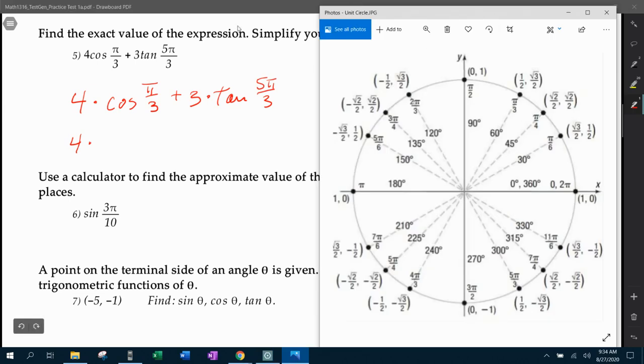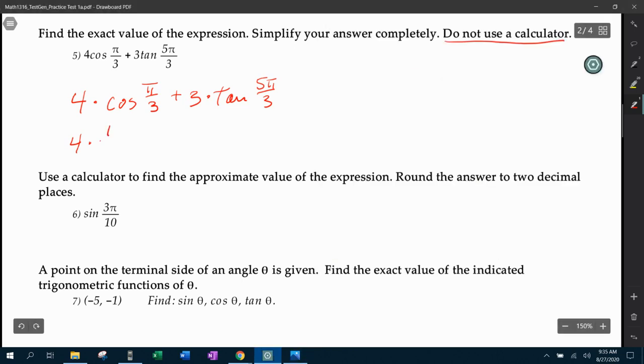All right. Now then, in order to do this problem without using a calculator, what we're going to need to find is the cosine of pi over 3 first, which means that we're going to come around to pi over 3, and we're going to need the x coordinate because cosine in the unit circle is x. So we need the x coordinate at pi over 3, which is a half. So the half comes from the cosine of pi over 3.